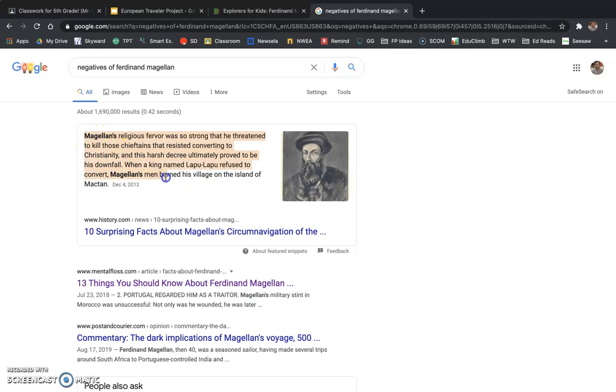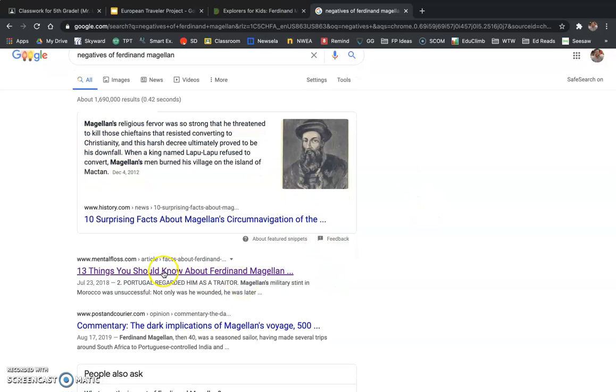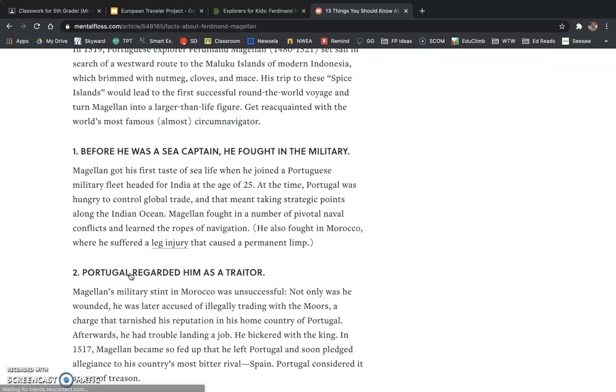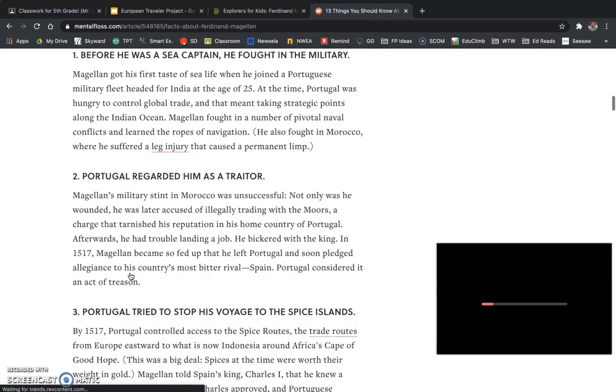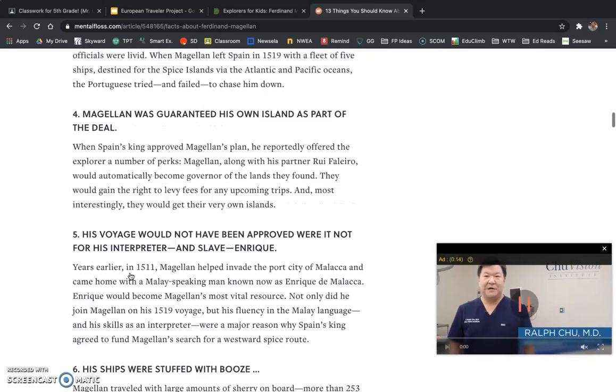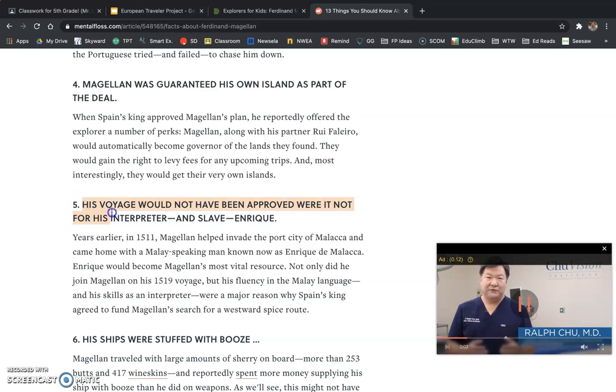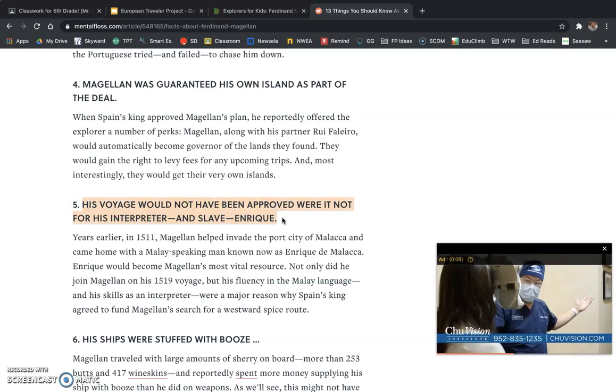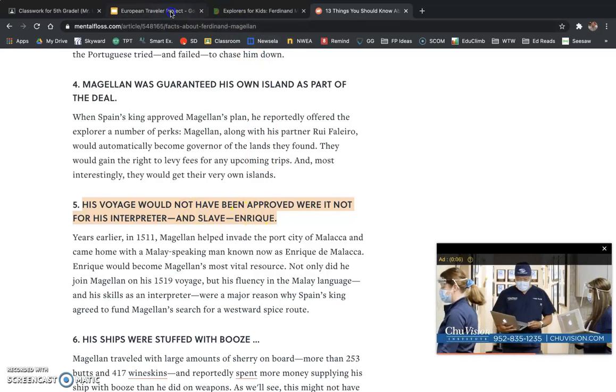Usually we'll find a good answer in this little square or rectangle here in the beginning. You might have to go down to a few other websites. This one here, Mental Floss, is one that I read pretty often, so I believe what they have to tell me. One thing that I know about Ferdinand Magellan is very interesting. His voyage would not have been approved were it not for his interpreter and slave, Enrique.